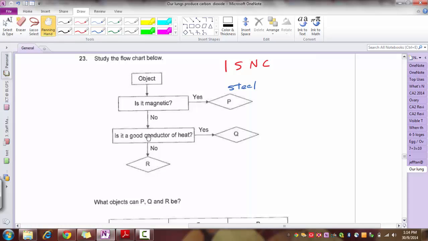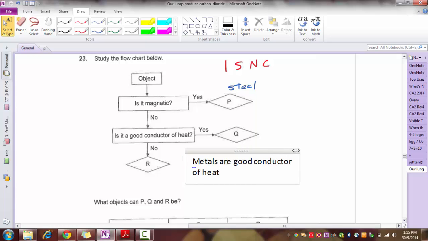Is it a good conductor of heat? Let's recall the concept: metals are generally good conductors of heat. So Q will be gold and R will be plastic. That's why your answer is 1.